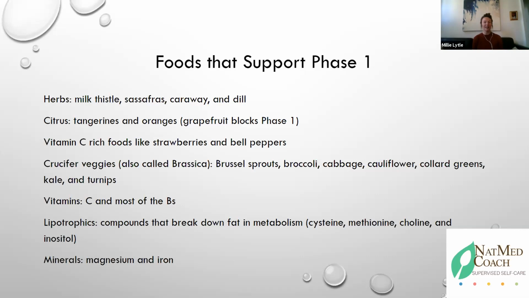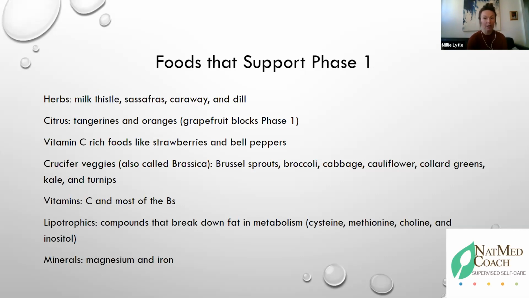It's an herb that kind of tastes like licorice a little bit. It's got that root beer flavor. Caraway seeds, dill seeds. So there's plenty of herbs and spices that help support the liver. Citrus like tangerines and oranges are rich in vitamin C, and they help to support glutathione production.